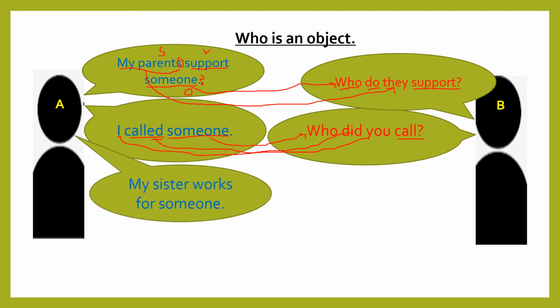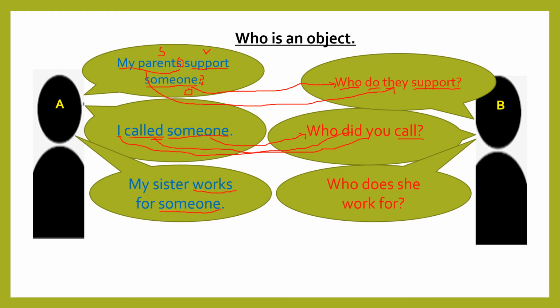Next sentence. My sister works for someone. My sister, subject, works for someone. Someone is an object of for. Now, we have who, someone becomes who, and we have does because works is a third person singular verb, does, and then my sister becomes she, and then the infinitive work for. Who does she work for? A says, my sister works for someone, and B asks, who does she work for?